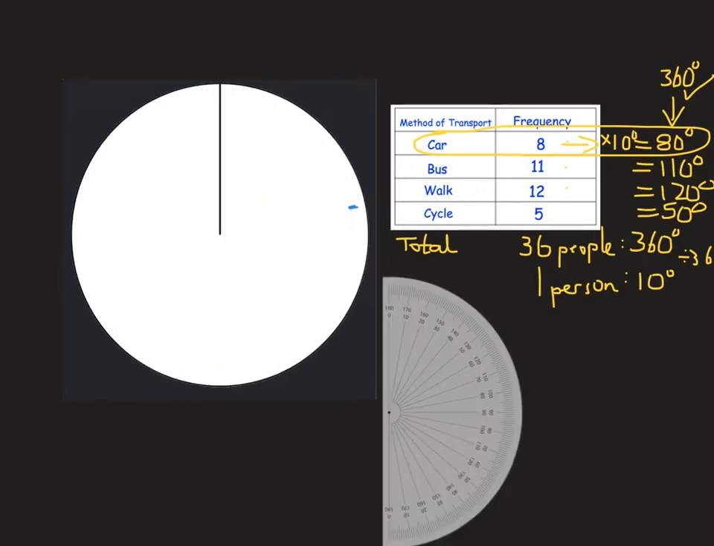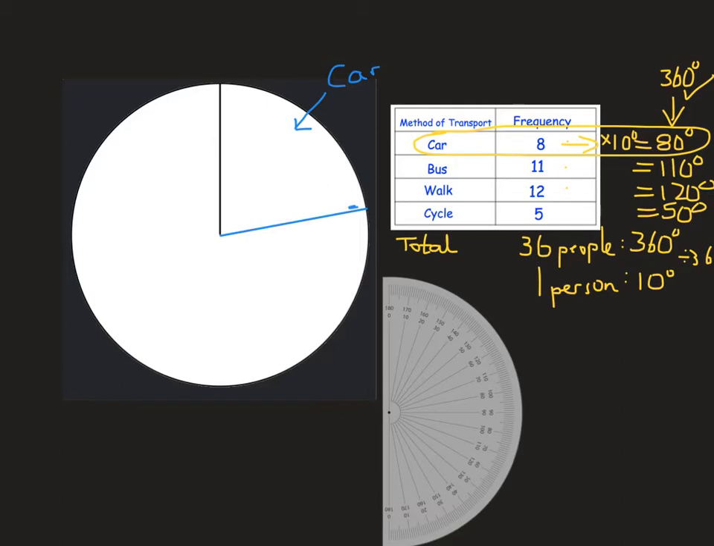So I take my ruler and I line it up with the centre and that line I've just made. Okay, and I draw my line along it, from the edge right to the centre. To speed things along, I'm going to label that straight away so I can keep an eye on what I'm doing. I'm going to label that as car.